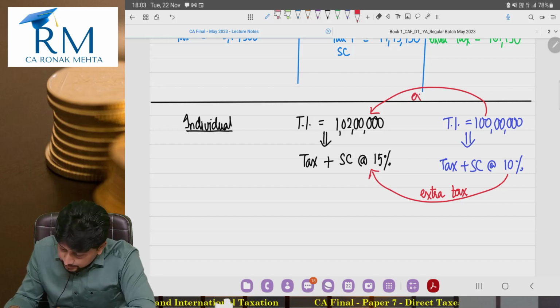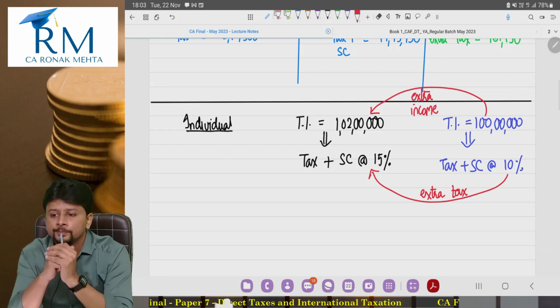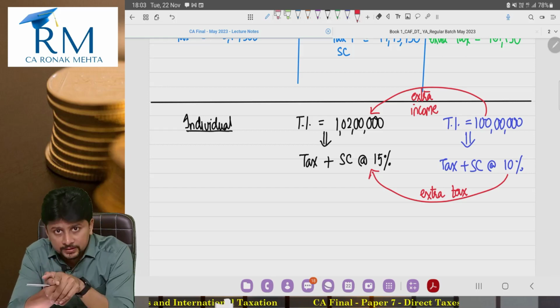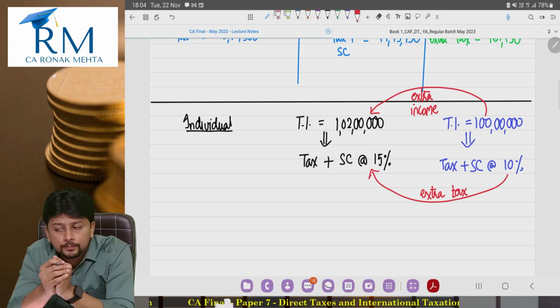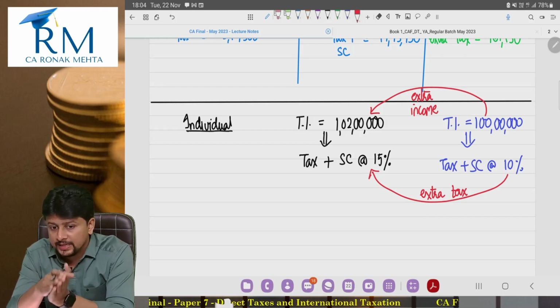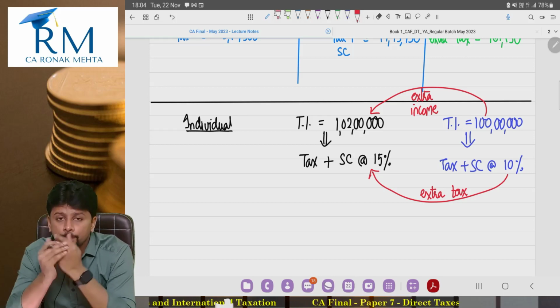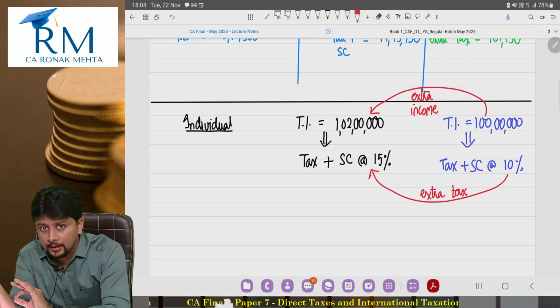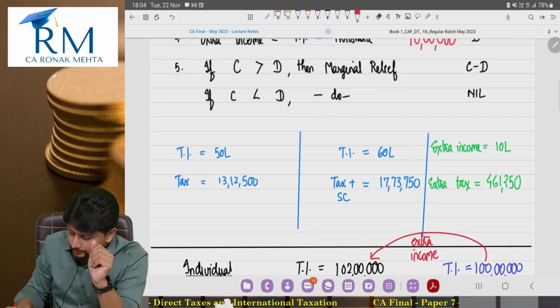And that will happen because of the extra income of 2 lakh rupees. So now work out what is the tax plus surcharge at 15%. That is the 1 crore 2 lakhs calculation. Work out what is tax plus surcharge at the rate of 10%. That is the 1 crore calculation. Find out how much extra you are supposed to pay because of this extra 2 lakhs. And then you apply this.